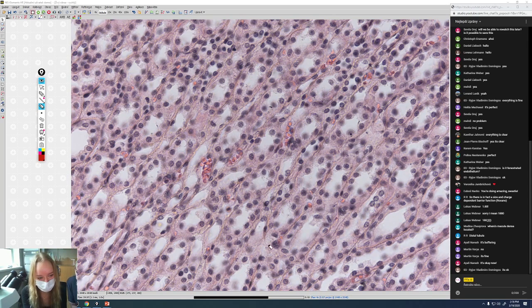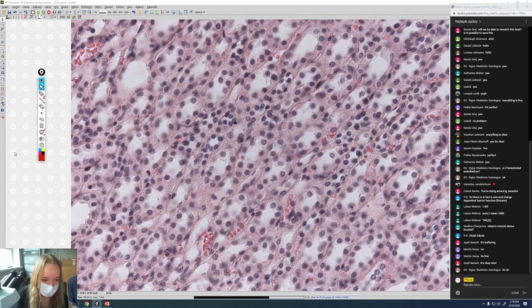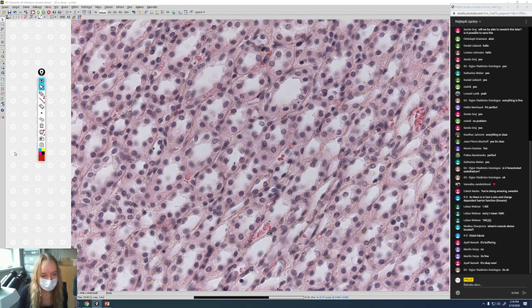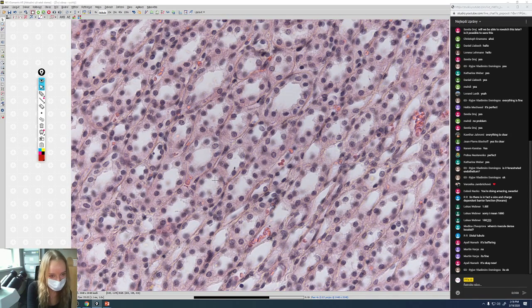There are the vasa recta, the loop of Henle, and also the collecting tubule and duct. Wow, this is very pretty. And collecting ducts, or tubules, look somehow like this. So you can see columnar epithelium, I can say. It depends on the size.